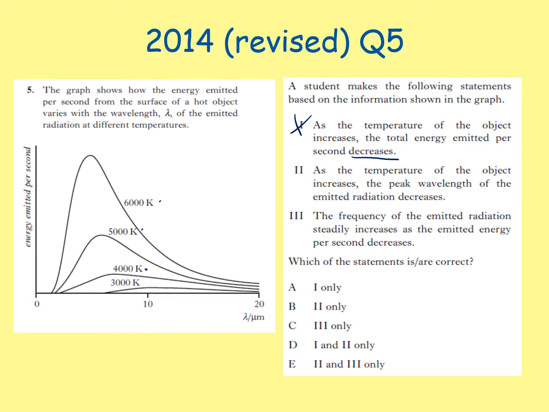The second point, as the temperature of the object increases, the peak wavelength of the emitted radiation decreases. So let's look for our peaks. We've got one here, here, here, and here. So we can say as this temperature is increasing, we can definitely see those peak wavelengths are decreasing there. So that one is correct. The third point, the frequency of the emitted radiation steadily increases as the emitted energy per second decreases. So that's saying energy decreases and frequency increases. We know that's wrong. As the energy goes up, the frequency also goes up. So this is wrong. 2 only, that's going to give us an answer of B.